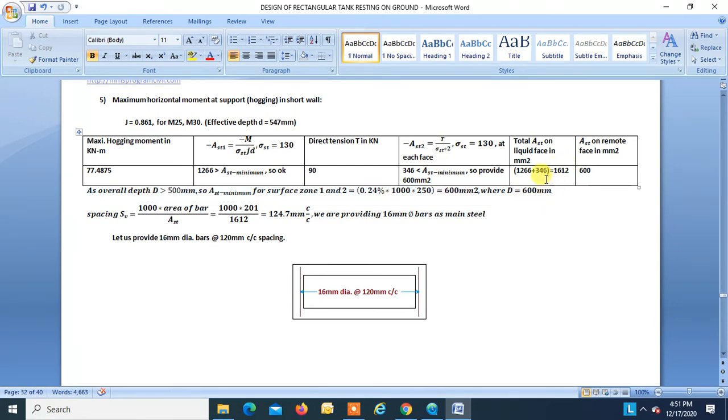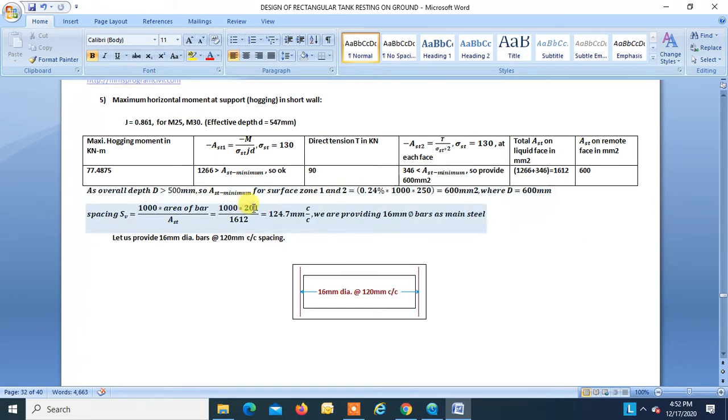Find the spacing, which is greater than AST minimum, so it's okay. And this steel has to be provided on the outer face, but this is less than AST minimum, so you have to at least provide 600 mm² area of steel over here. But we are not seeing this part now, we are just seeing this part. So this is 1612, so 1000 into area of bar divided by AST.